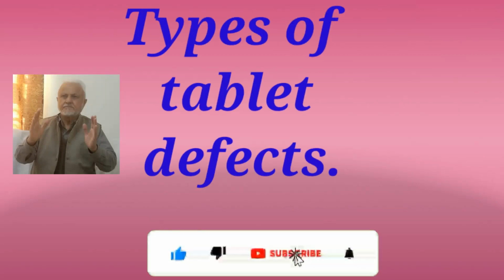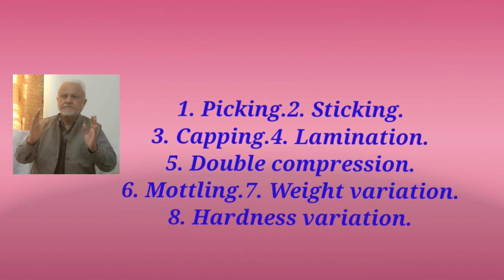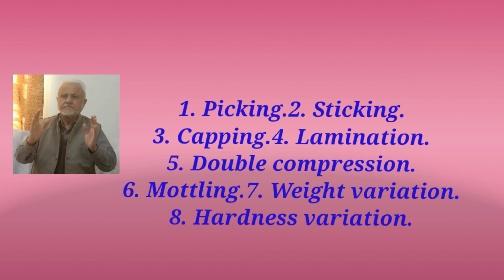टाइप्स ऑफ टेबलेट्स डिफेक्ट्स। इस वीडियो में हम मुख्तलिफ टाइप्स की जो डिफेक्ट्स हैं टेबलेट्स के अंदर उस पर हम डिस्कस करेंगे। नंबर 1 पिकिंग, नंबर 2 स्टिकिंग, नंबर 3 कैपिंग, नंबर 4 लेमिनेशन, नंबर 5 डबल कंप्रेशन, नंबर 6 मोटलिंग, number 7 weight variation, and number 8 hardness variation.